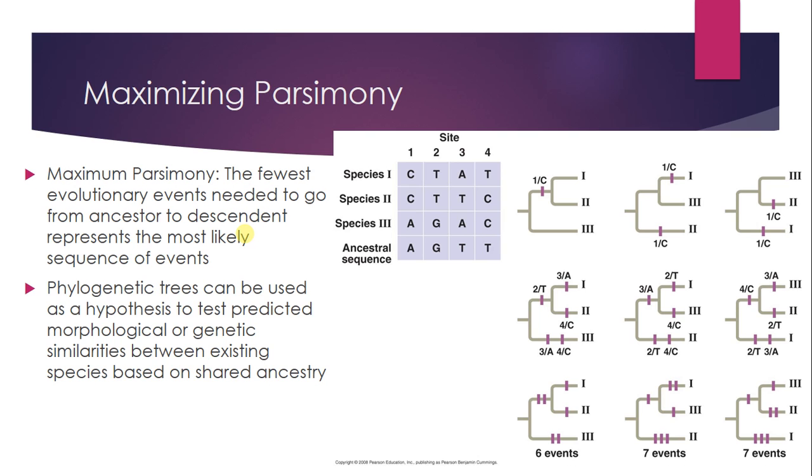We want to do so, and scientists do so from molecular and structural evidence in order to maximize parsimony. What that means is they create these phylogenetic trees to maximize the fewest number of evolutionary events possible. So they are the fewest evolutionary events needed to go from an ancestor to descendant, which represents the most likely sequence of events. Occam's razor: the simplest solution is usually the most correct one. Or if there are multiple possibilities, probability favors the most simplistic of them.